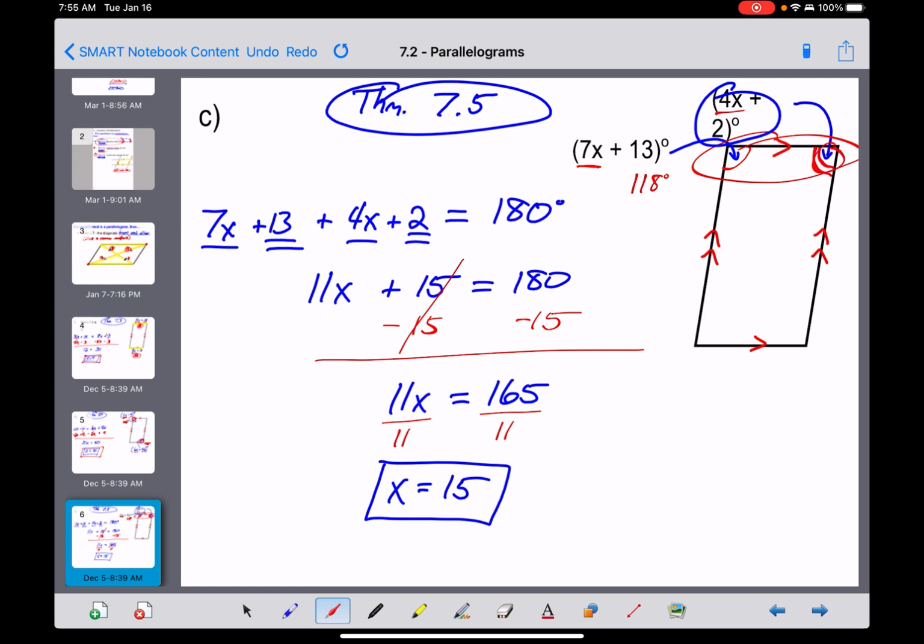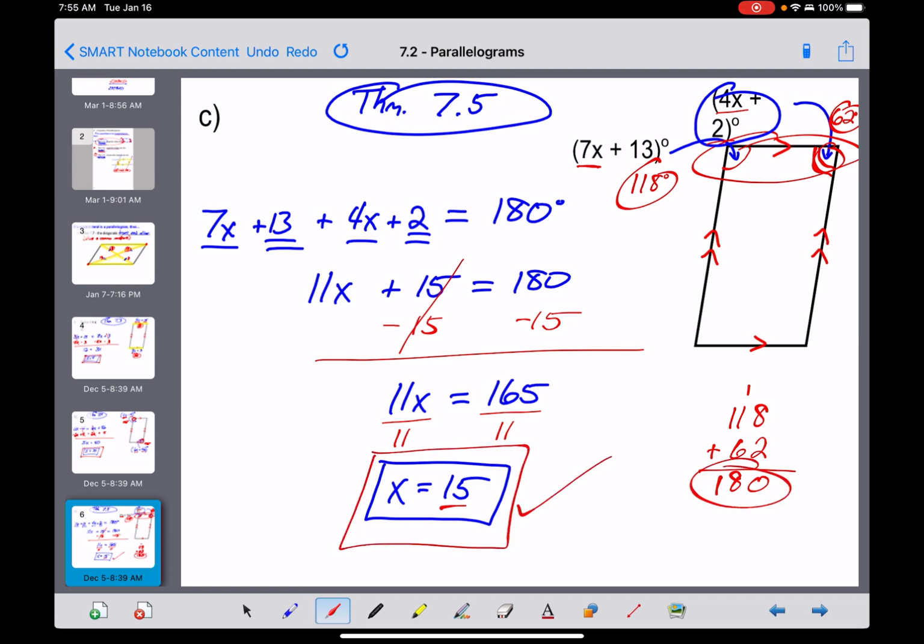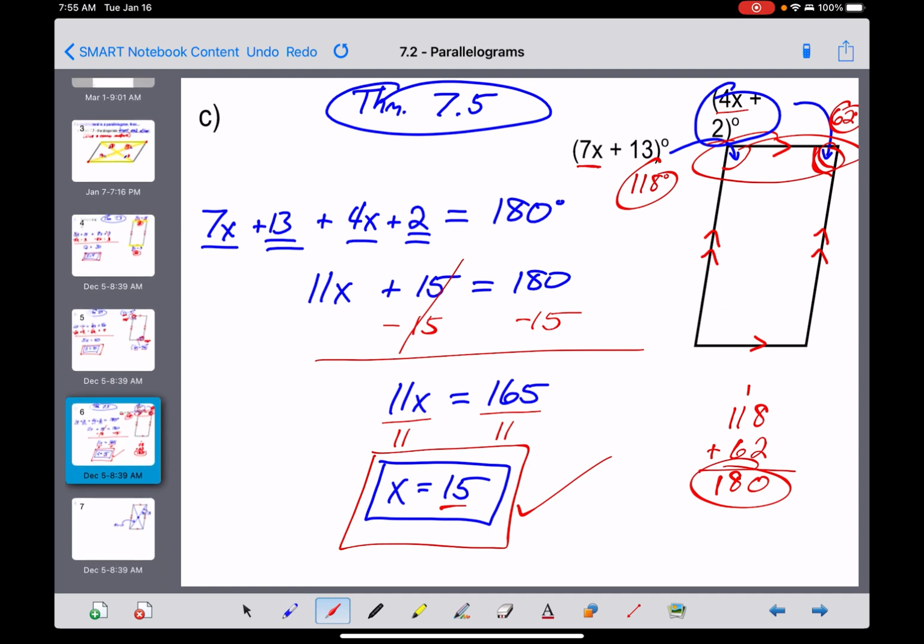This angle, 4x plus 2, 4 times 15 is 60. 60 plus 2 is 62 degrees. And what we should see now is that when we add 118 plus 62, 8 and 2 is 10, carry the 1, 1 plus 1 plus 6 is 8, and bring the 1 down, we get 180 degrees, just like we expected. So confidence is high in that answer as well.